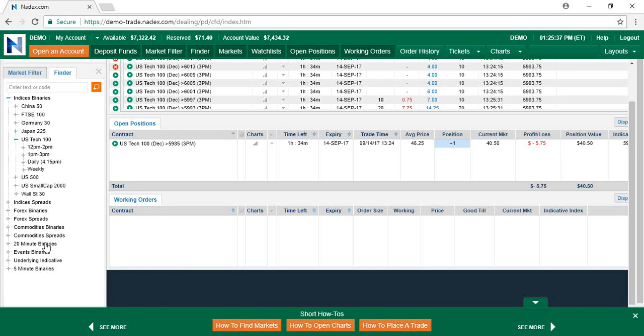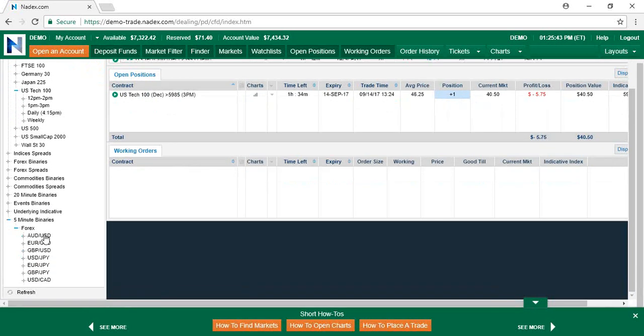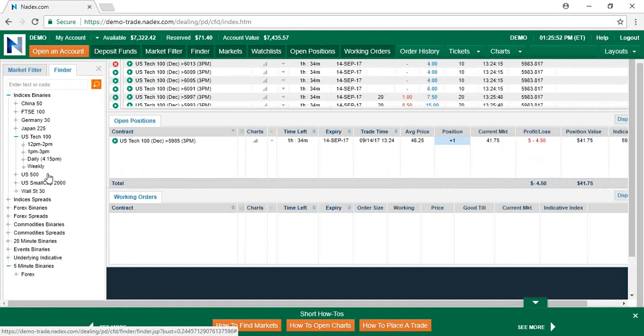Like 23 hours a day on different forex pairs here. There's 5-minute binaries as well, in addition to the ones that expire on the hour, the end of the day, end of the week. Okay, there's all kinds of different expirations there on Nadex. You can go check them all out.